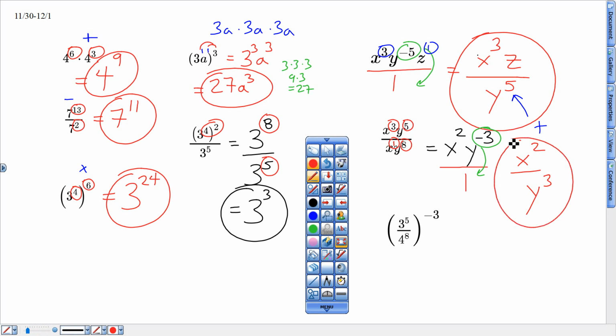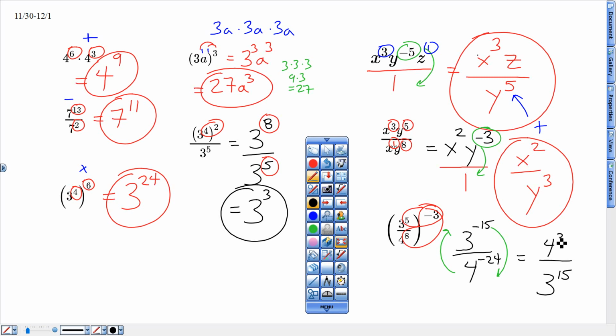All right, next one. Times these and then do the negative exponent rule. So that gives me 3 to the negative 15. On the bottom, 4 to the negative 24. And then I do the double switch. That 3 to the 5th comes down to the bottom and becomes positive. And that 4 to the negative 24th goes up to the top and becomes positive.